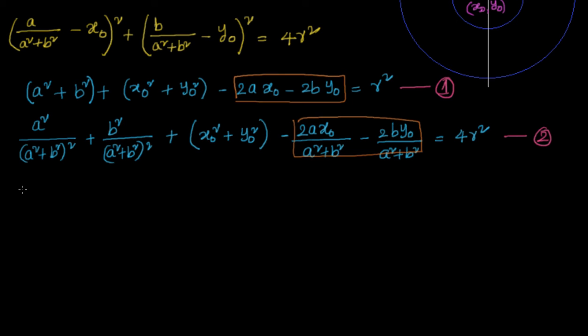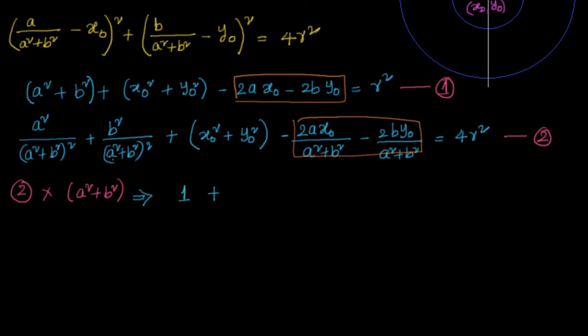So let me multiply that. For that, I will take 2 and multiply with a square plus b square. So let us see what happens now. When I do that, the next step will be a square plus b square by a square plus b square whole square. That's nothing but equal to, if you simplify, just 1.